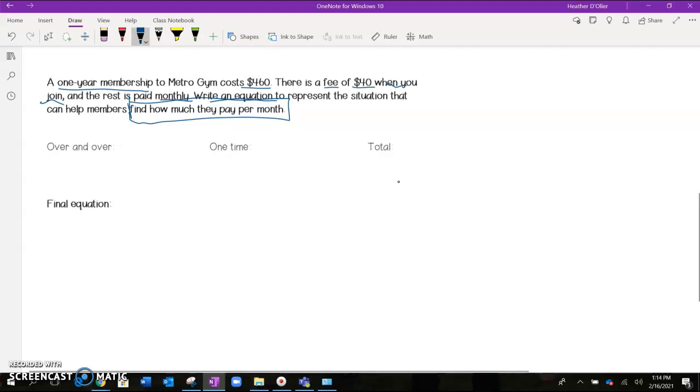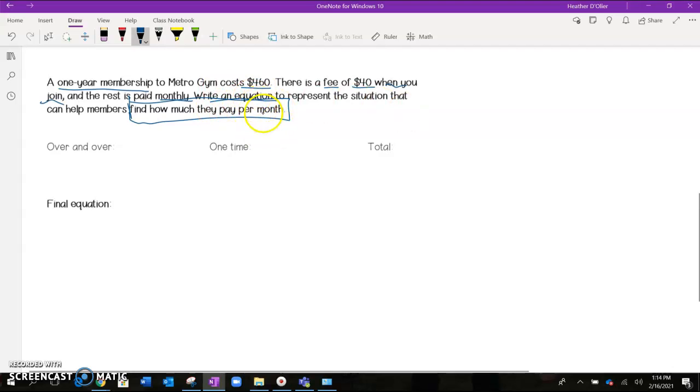It kind of sounds like that's it. There's a fee of $40 when you join. It said when you join, so that sounds like just one time and not every month or every week or every time you walk through the door. Okay, and the rest is paid monthly. That's what's happening, I'm paying each month. Oh, look, it even says pay per month down here.